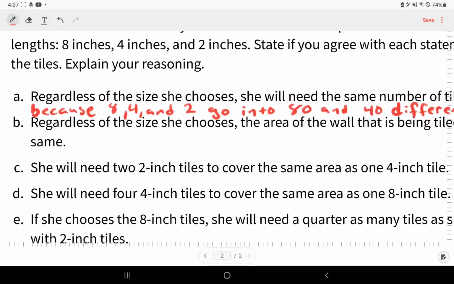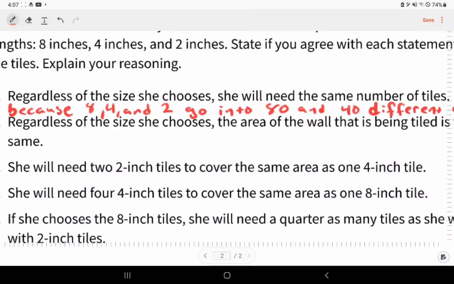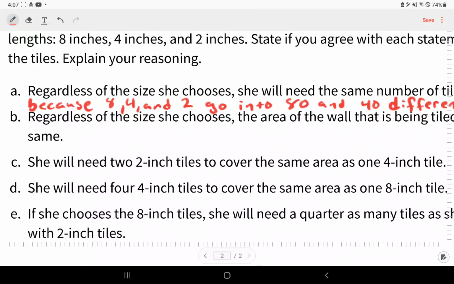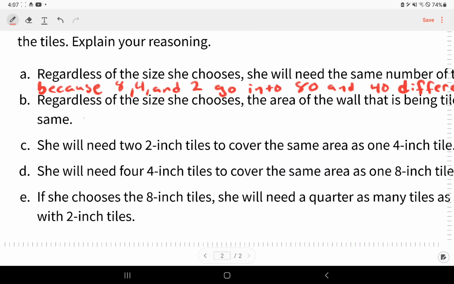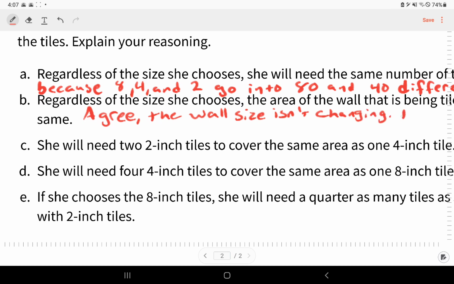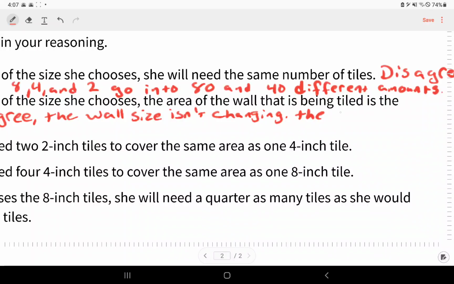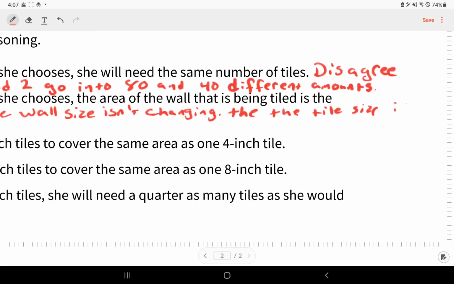Okay. Regardless of the size she chooses, the area of the wall that is being tiled is the same. Well, yeah, I agree with that. Agree. The wall size isn't changing. The tile size is.